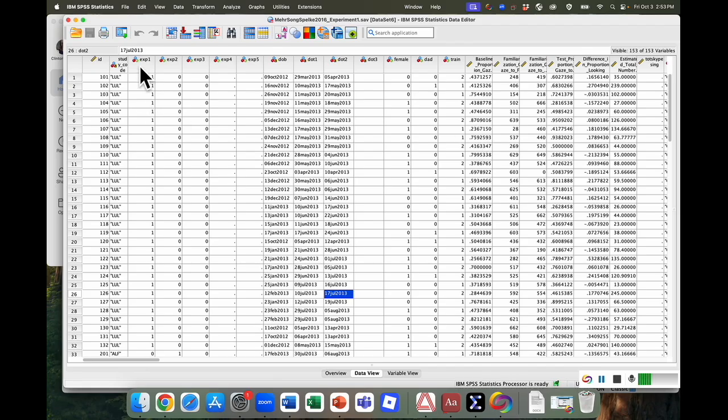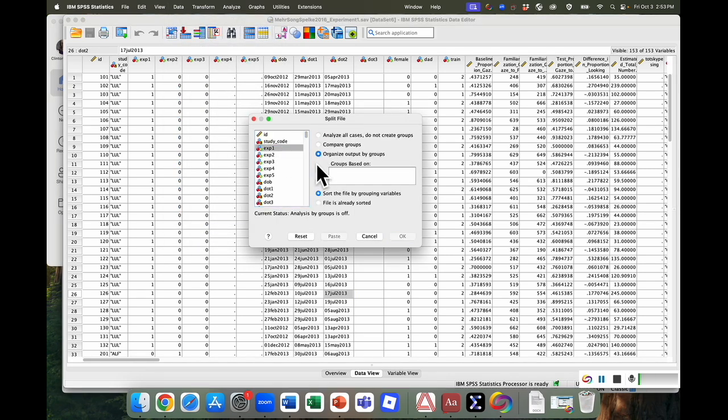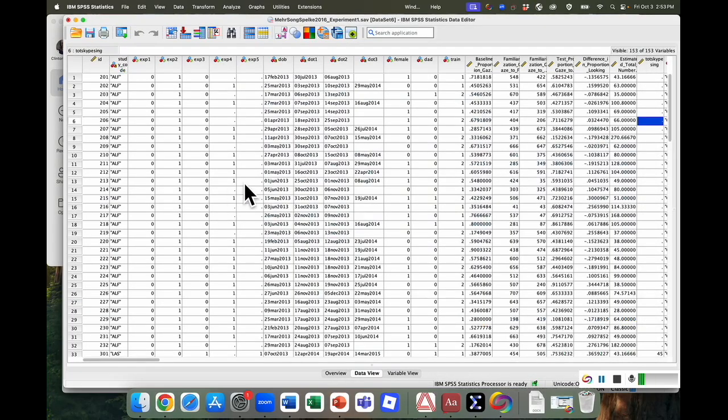So we are first going to split the file. So we're only looking at experiment one. Go to split file, experiment one. Okay, ignore that, but that was something else.